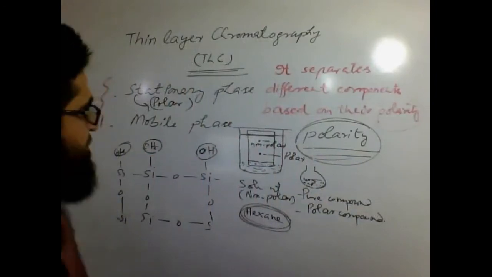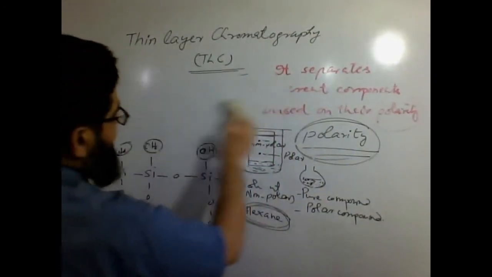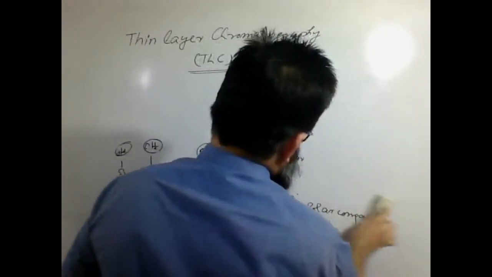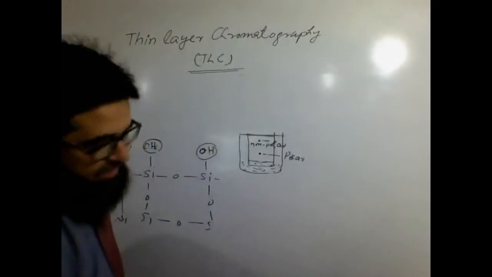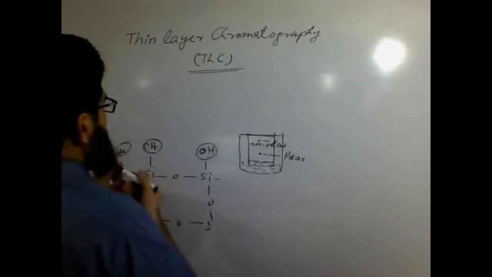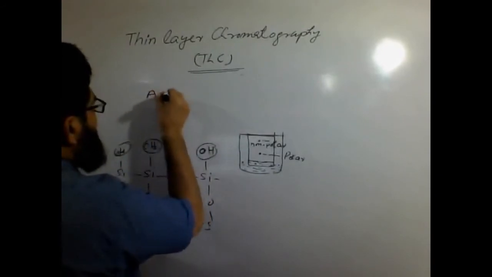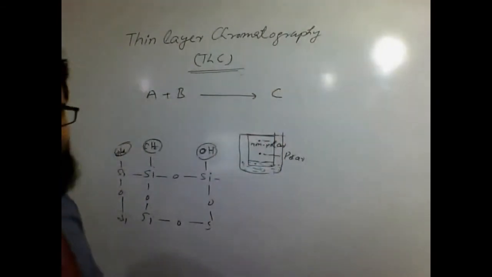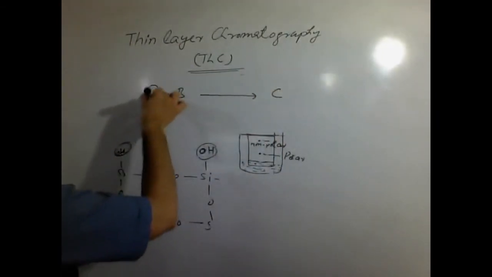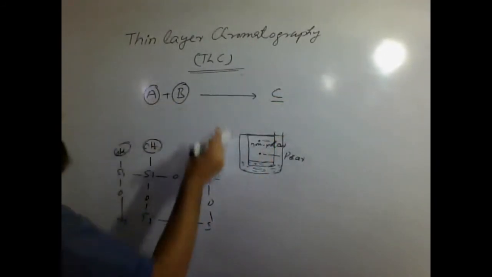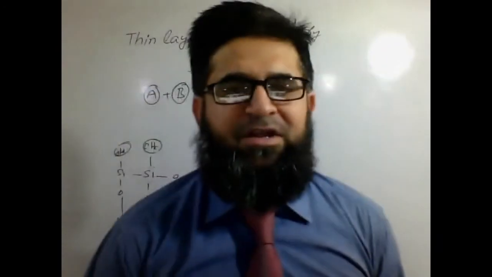I have explained a bit earlier about its application. Especially we will apply it for the monitoring of reaction mixtures. Let's say we are reacting reactant A and reactant B and we are producing C. These two react with each other to produce C. How much time do they require for their reaction?